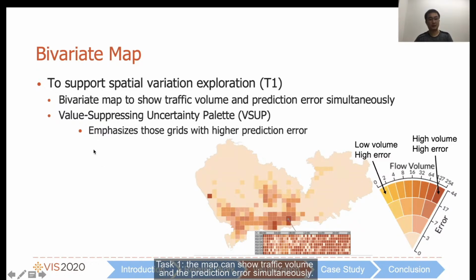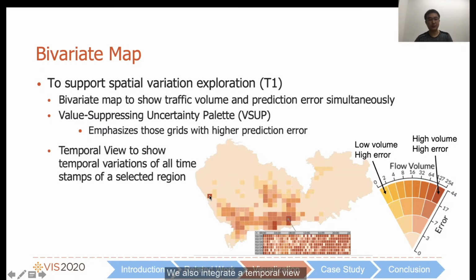So the map can show traffic volume and the prediction errors simultaneously using value suppressing uncertainty palettes. So here we would like to emphasize those grids with higher prediction errors, that is the grids in dark red. We also integrate a temporal view to show the temporal variations of all time steps of a selected region.